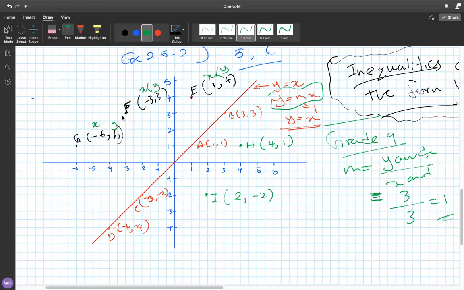So here also the same thing. Y is higher than the x coordinate. Can you see that? This is 1 and this is minus 6, right? And if you look at this side, point H and point I, which one is higher, x or y?